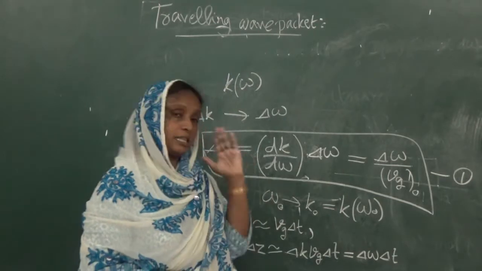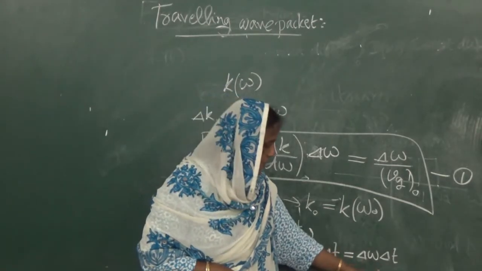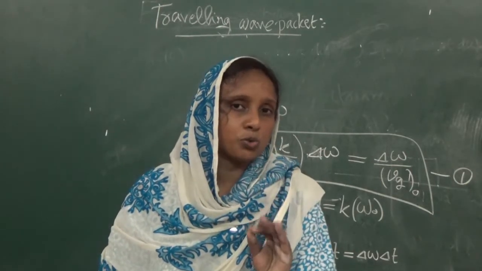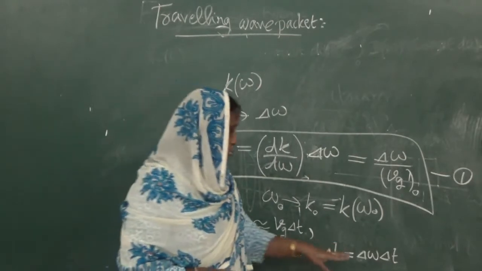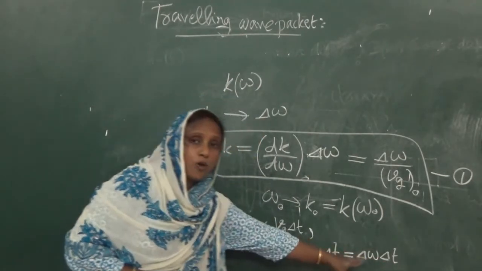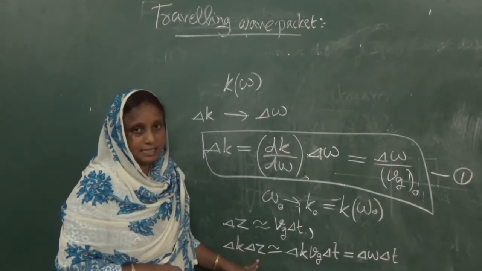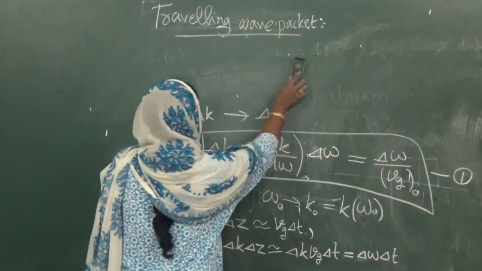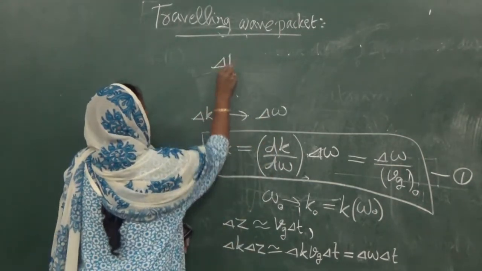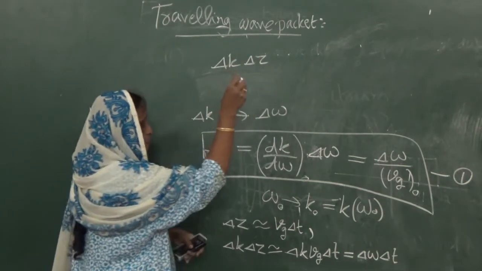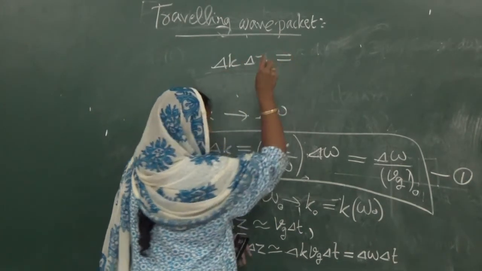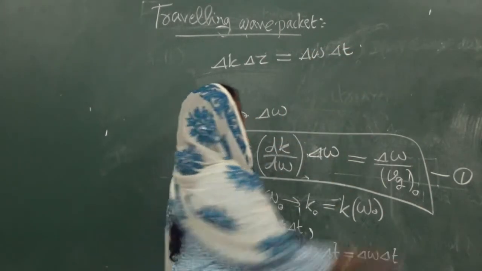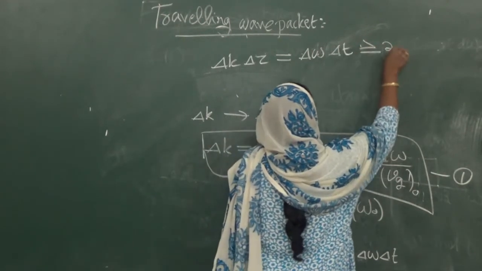We learned earlier in our previous lectures that delta omega delta t is always greater than or equal to 2 pi. So this condition is equivalent to delta k delta z in the case of a traveling wave packet. So we can write this expression as delta k delta z equal to delta omega delta t, which is greater than or equal to 2 pi.